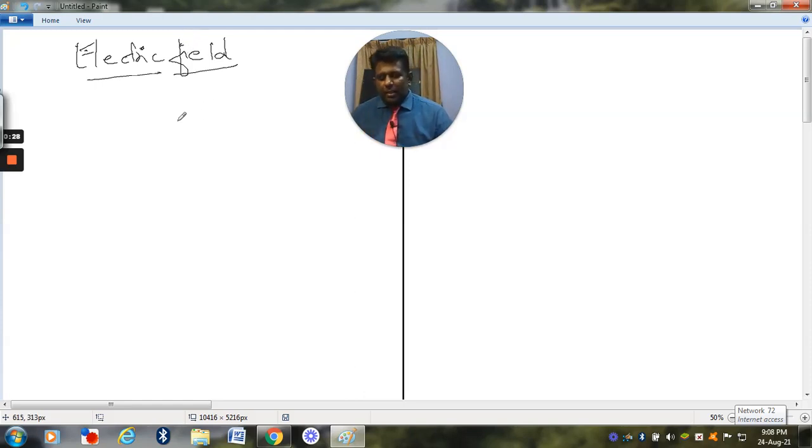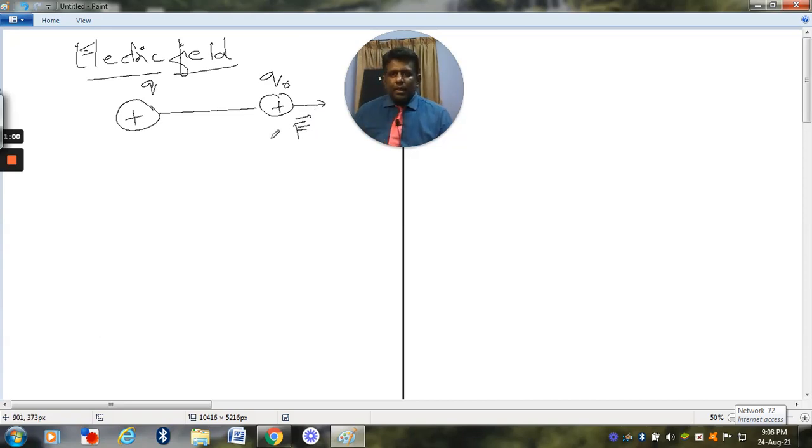We know that the interaction between two different charges is explained by Coulomb's law. The force between two different charges can be obtained by Coulomb's law. This is charge 1 and this is charge 2, this is Q and this is Q0. The force exerted between these two charges is explained by Coulomb's law. Here, how the force has been generated is what we are going to see now. With the help of that, we can easily know about electric field.